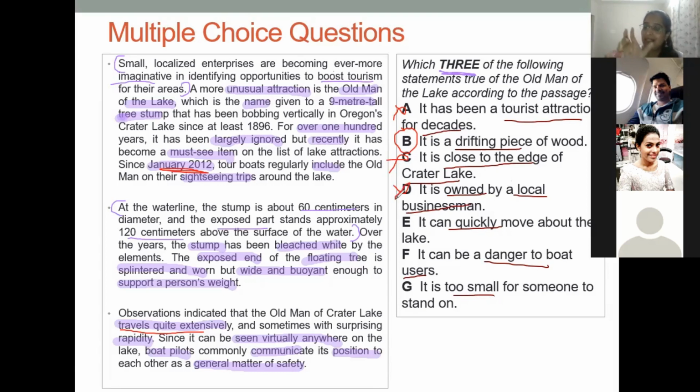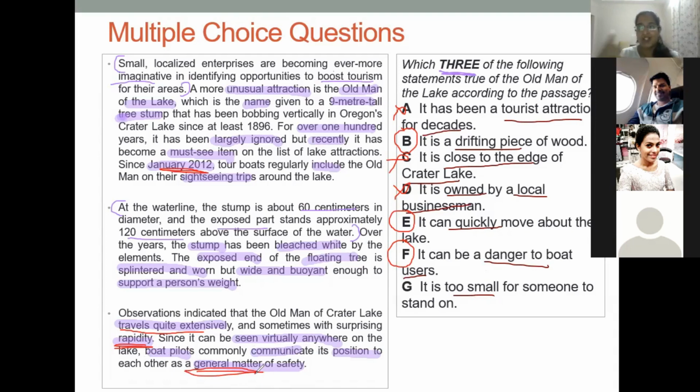Instead, they've said that these localized enterprises or tour groups actually are becoming imaginative to boost tourism. So this is incorrect. It can quickly move about the lake. This could be another answer, the second option. Why? Because it says it travels with surprising rapidity. Rapid, fast, quick. It can be a danger to the boat users. This also could be an answer because the last statement says boat pilots communicate its position to each other as a general matter of safety. So it could be a danger.